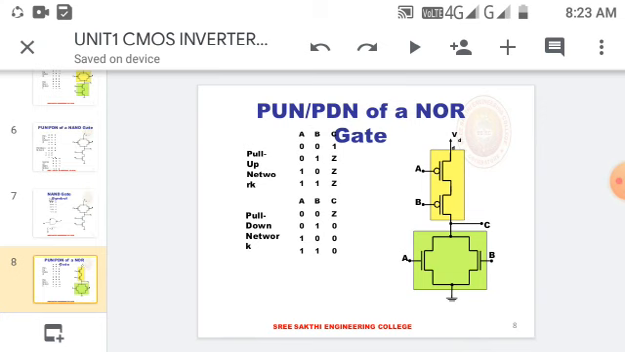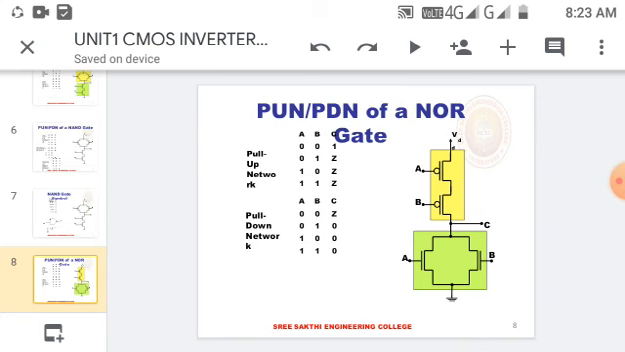I have always told you NMOS will be in series and PMOS will be in parallel for a NAND gate. The reverse operation is applied for a NOR gate. So PMOS will be in series and NMOS will be in parallel. Don't forget this: PMOS in series and NMOS in parallel in a NOR gate. Thus it is just the reverse of the NAND gate.